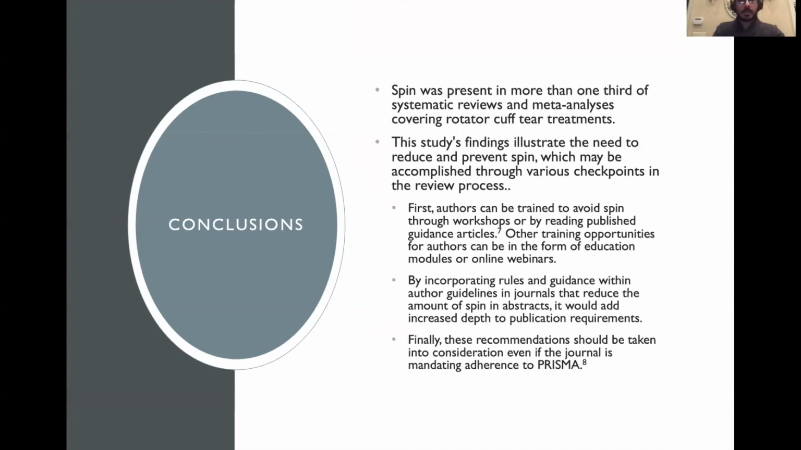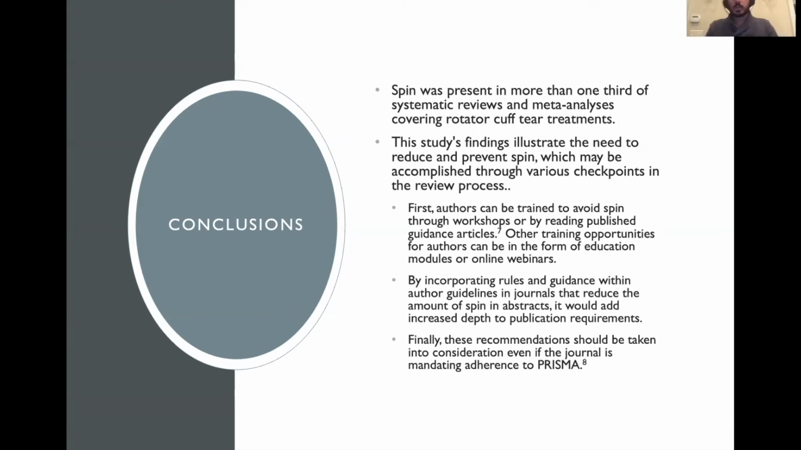Now, to conclude, spin was prevalent in over one third of the systematic reviews within our sample. And there are 3 main checkpoints that we can really hit on to be able to try and fix this increased rate of spin among abstracts.